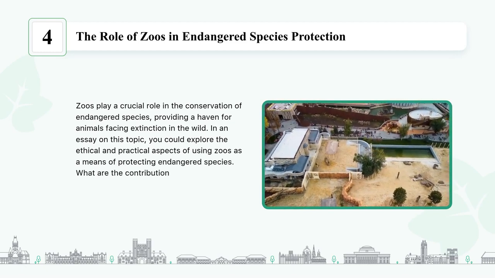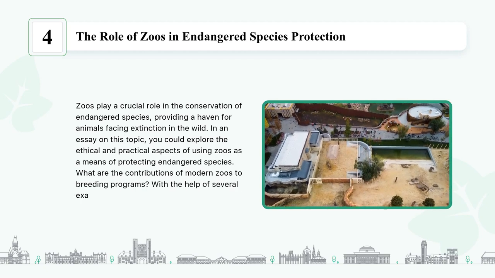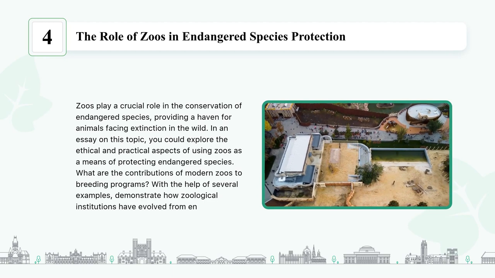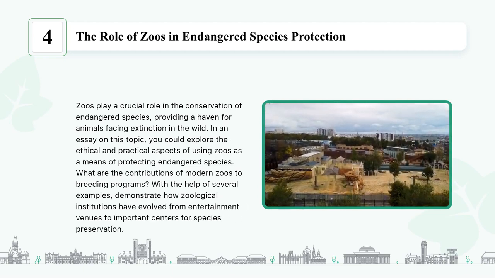What are the contributions of modern zoos to breeding programs? With the help of several examples, demonstrate how zoological institutions have evolved from entertainment venues to important centers for species preservation.